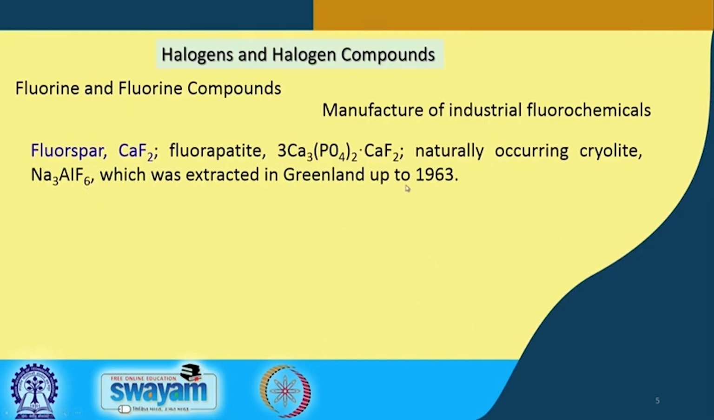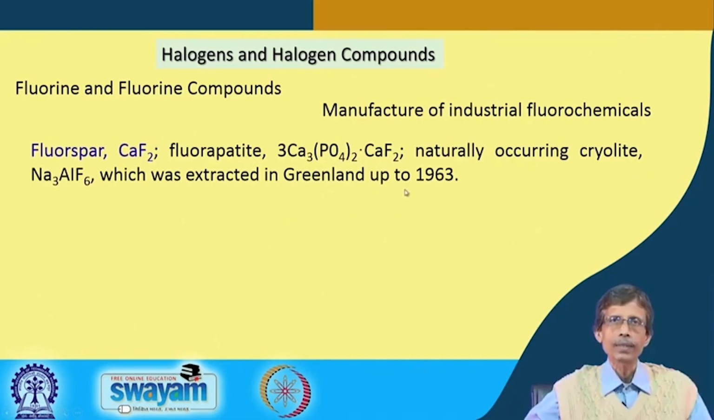A country like Greenland has a huge source of this cryolite. They utilized this till 1963 for the production of fluorine only, that means the typical halogen.